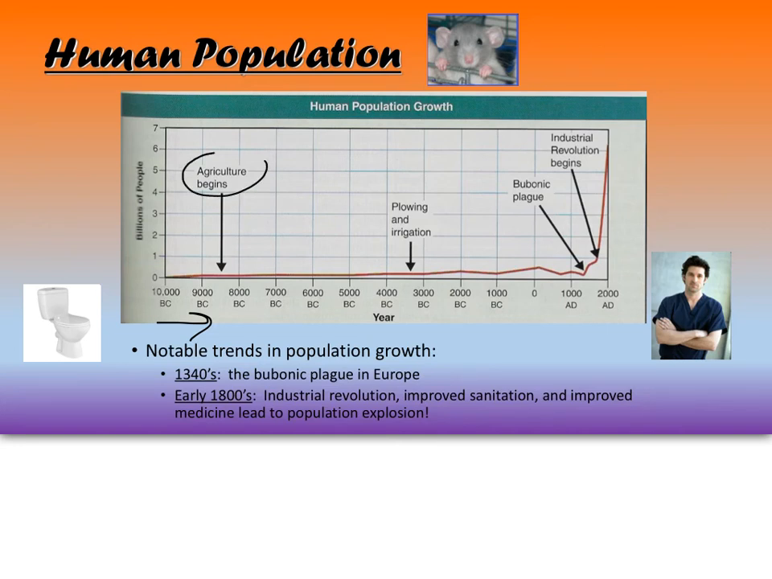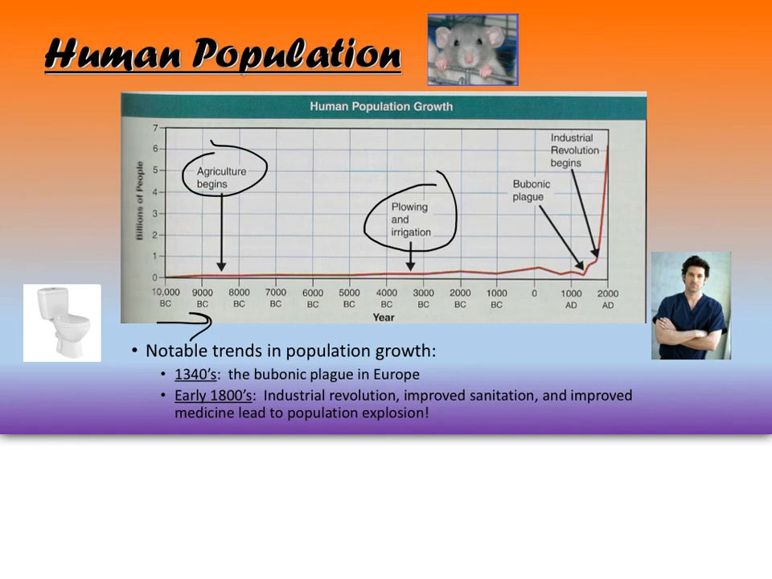We have agriculture, a more organized way to get a consistent food source. That's going to allow us to start having more people because we have more resources. We have improvements to our ability to farm, which again improves the amount of resources we have in terms of food and increases our numbers.